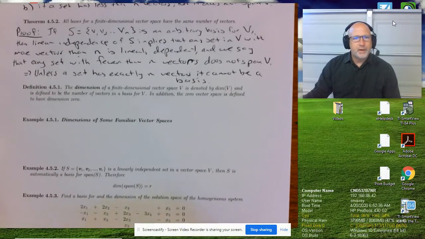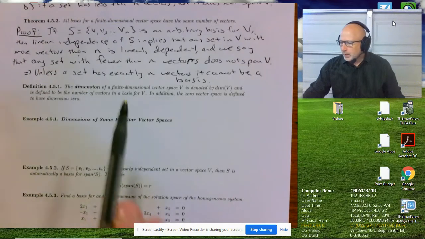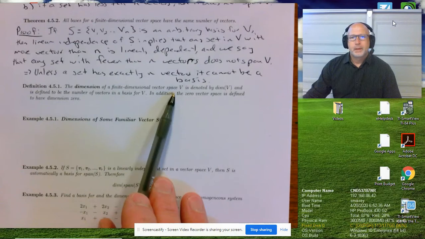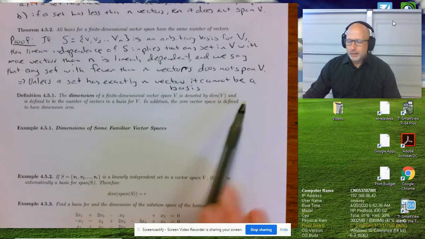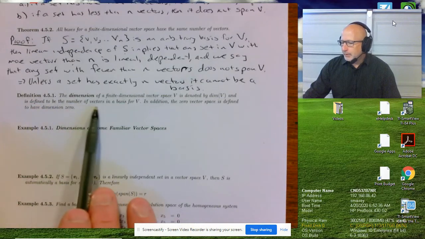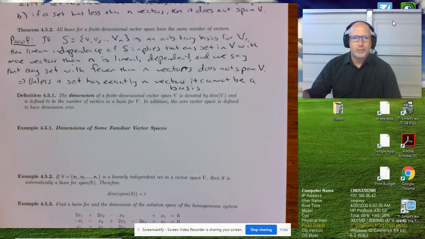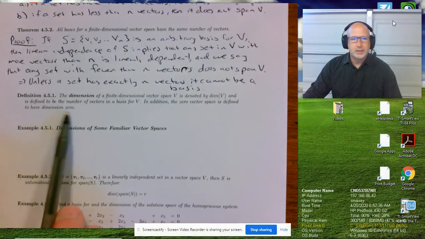Definition 4.5.1. The dimension of a finite dimensional vector space V is denoted by dim V, and is defined to be the number of vectors in a basis for V, because we know it has to have exactly whatever n is. In addition, the zero vector space is defined to have dimension 0.